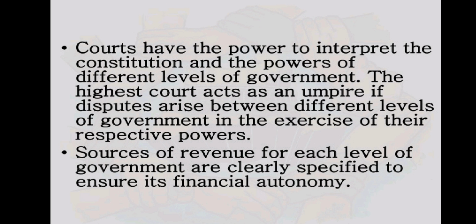Next one is: sources of revenue for each level of government are clearly specified to ensure its financial autonomy. Whenever you go to a restaurant or you purchase any electrical equipment, you pay SGST and CGST. SGST is the state government's tax and CGST is the central government's tax, which you pay to the central government. So sources of revenue of each level of government are clearly specified.